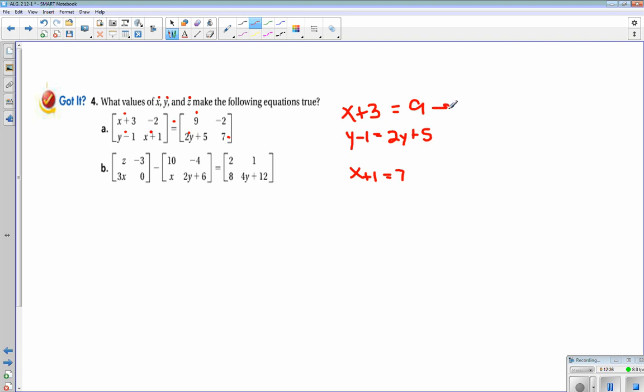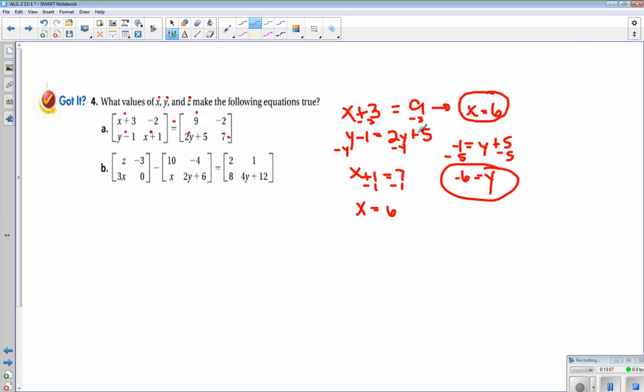All right, for this case, if I subtract 3 from both sides, I get x is equal to 6. And that matches if I were to subtract 1 from both sides. So I know for sure x is equal to 6. In this case, I am going to subtract y. Get negative 1 equals y plus 5. And I'm going to subtract 5 from both sides. And y is equal to negative 6. So for A, x is equal to 6 and y is equal to negative 6.